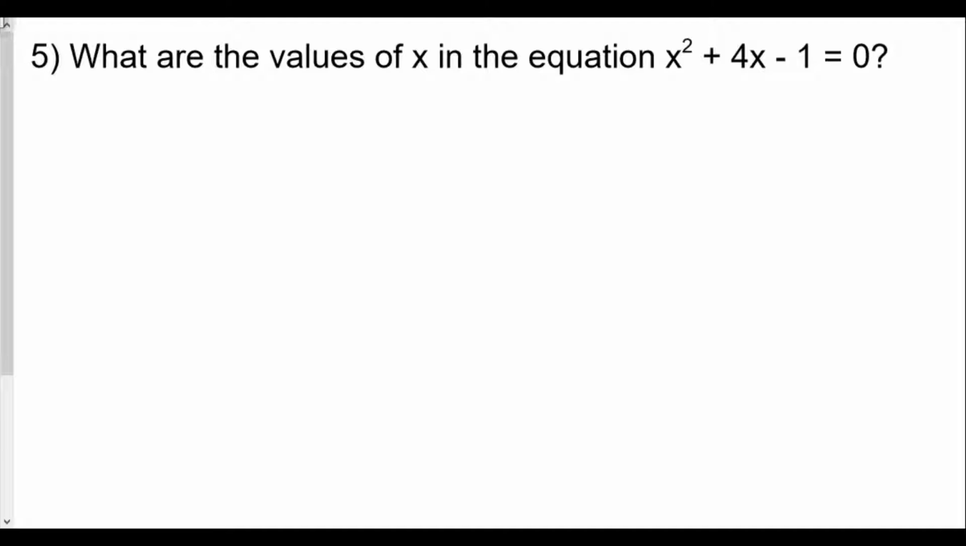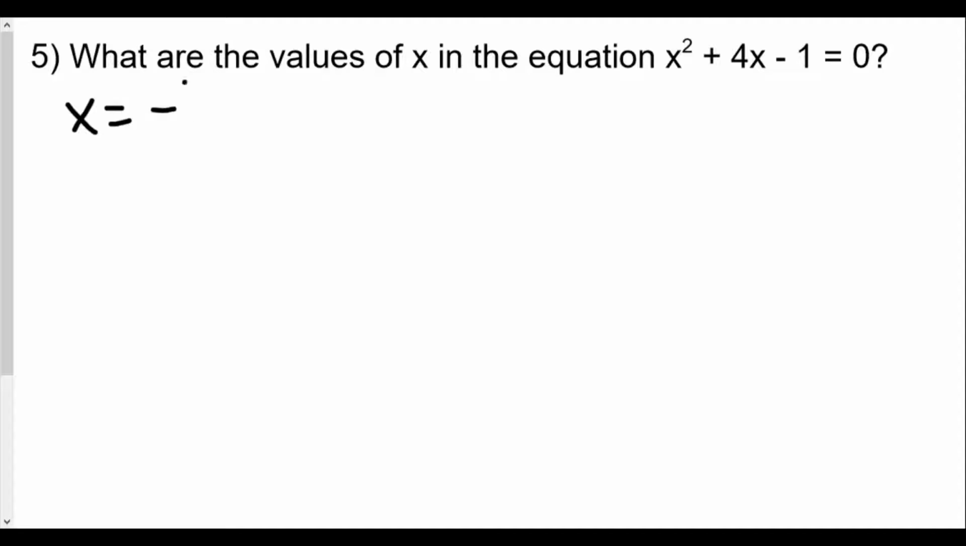So what are the values of x in the equation x squared plus 4x minus 1 equals 0? This is really just asking us to solve for x. Now we're looking at this and we say, can we factor? Are there two numbers that multiply to -1 and add to 4? And the answer is no. So we have to use our quadratic formula here.